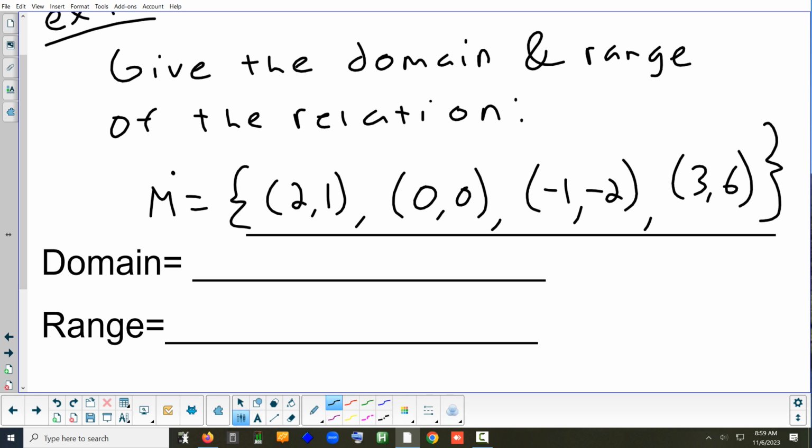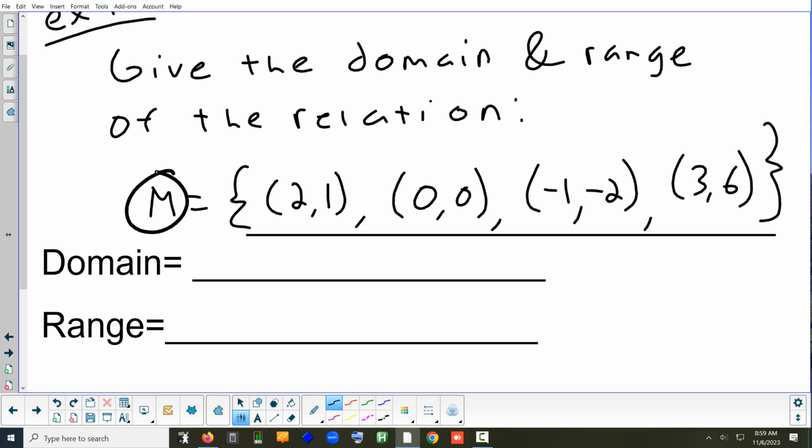Now, this letter that they put right here, that doesn't matter. We're just calling all of these coordinates a relation, because that's what a group of coordinates is. It's a relation. And I'm just calling it relation M. It's just the name of all these coordinates. Call it M, call it P, X, Q, whatever. Call it whatever you want.